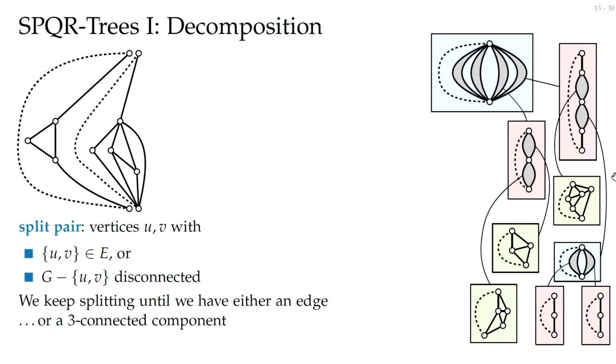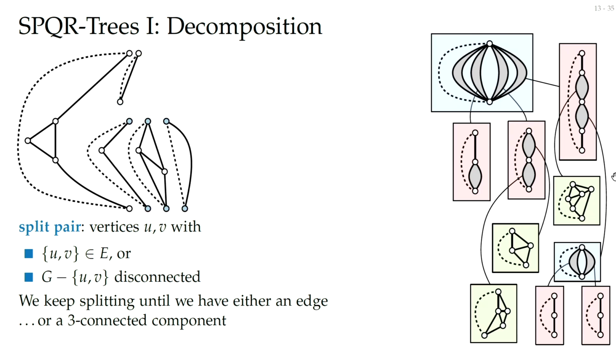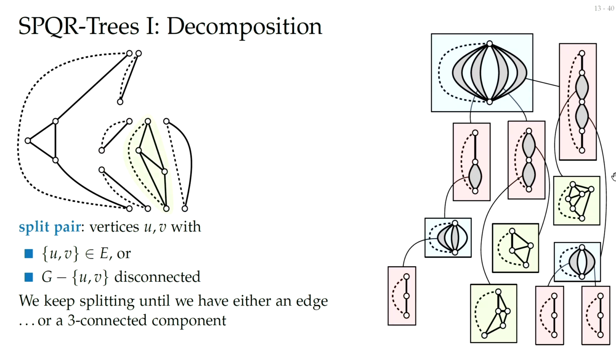Take the next one. We have a split pair here and here. So we can get 2 components. An edge is done. Here, we can again split with the top and the bottom. We get two different components. Here we get two edges that we can split in the middle. Here we have something where we cannot do anything. And here we have an edge.